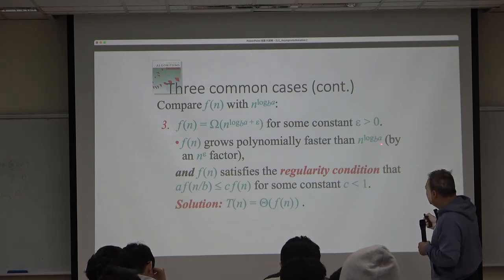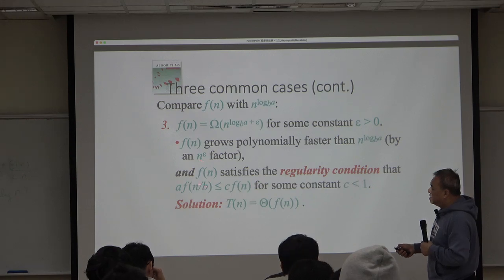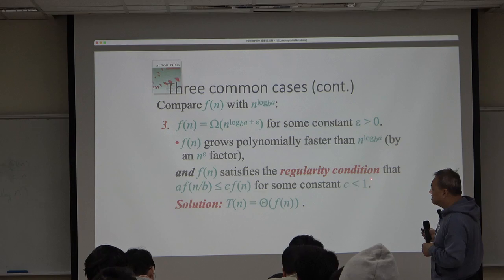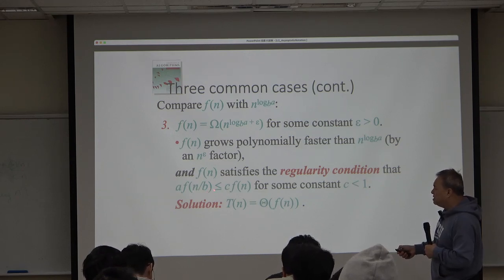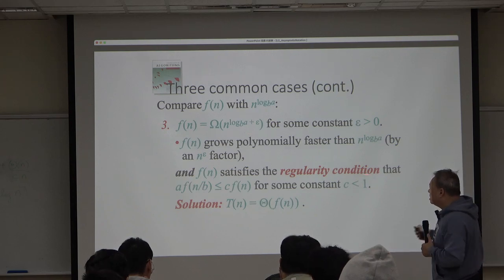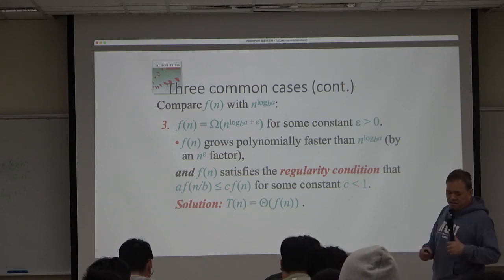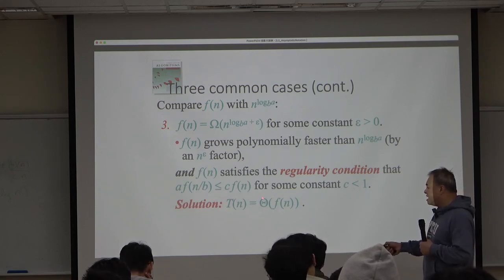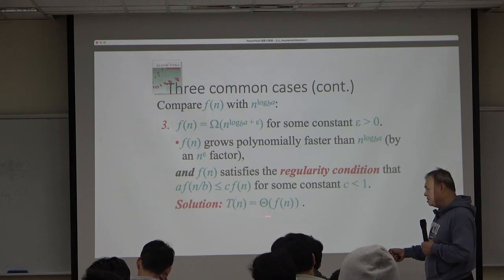and f of n satisfies the regularity condition. What is the regularity condition? a times f of n divided by b is smaller or equal to c times f of n for some constant c less than 1. To be honest, this is usually the case. Then the solution T of n is Theta of f of n.